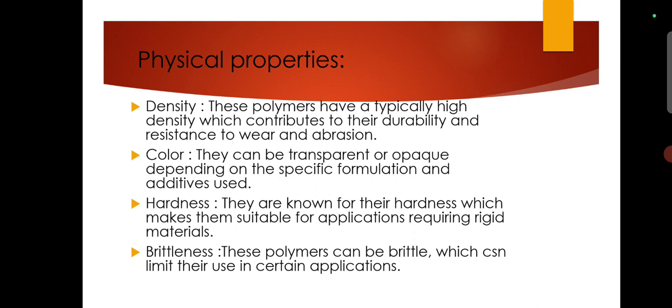Physical properties of Novolac include density, color, hardness, and brittleness. These polymers have a typically high density, which contributes to their durability and resistance to wear and abrasion. They can be transparent or opaque depending on the specific formulation and additives used. They are known for their hardness, which makes them suitable for applications requiring rigid materials. These polymers can be brittle, which can limit their use in certain applications.